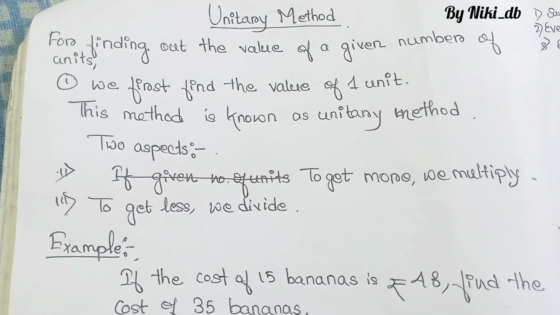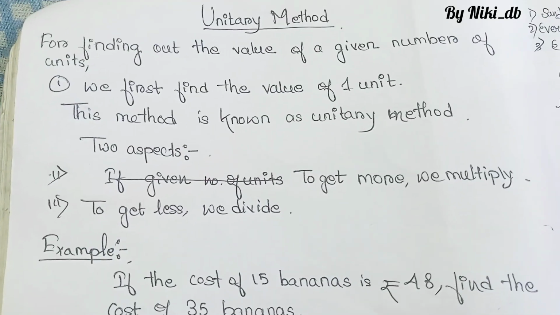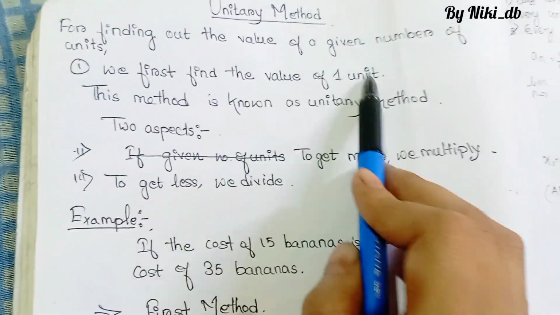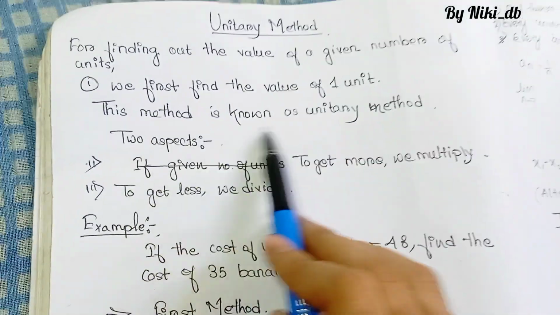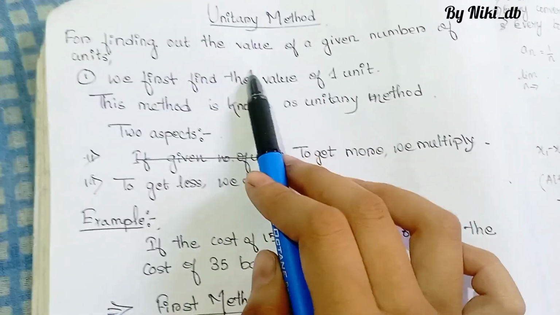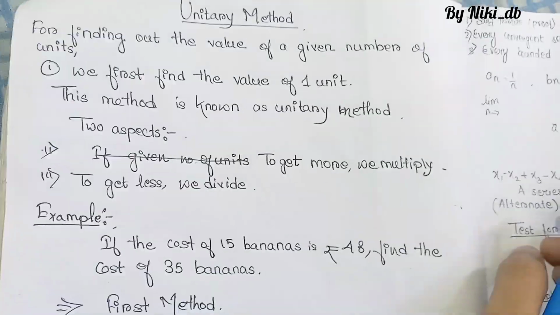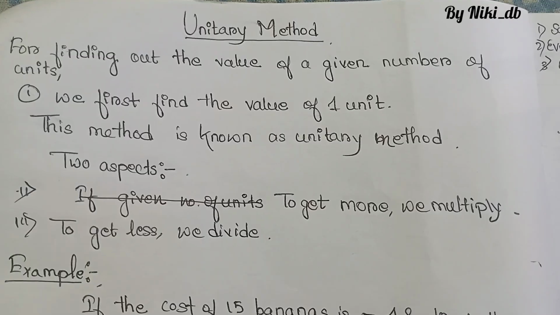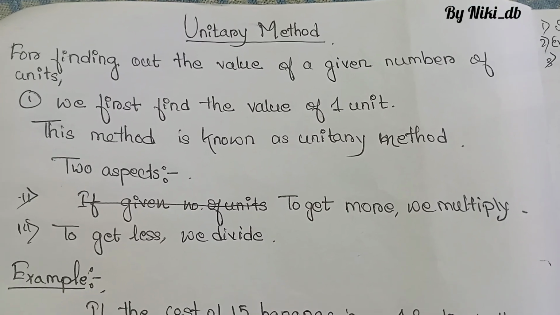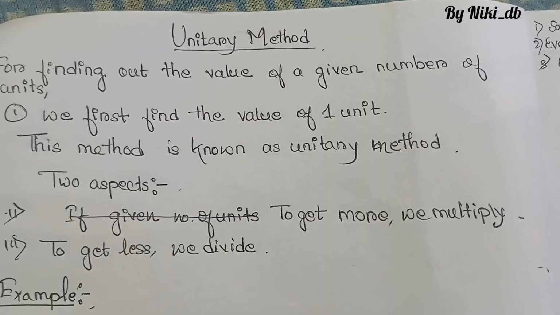For solving that problem, first we will find the value of 1 unit. First we will find the value of 1 unit. This is mostly important, and this finding the value of 1 unit is known as unitary method. After finding the value of 1 unit, we can find for multiple units.